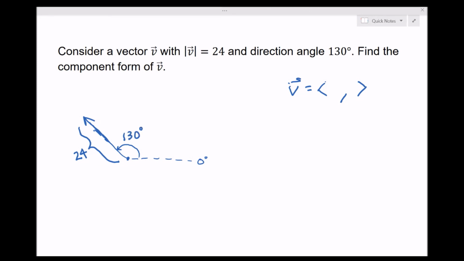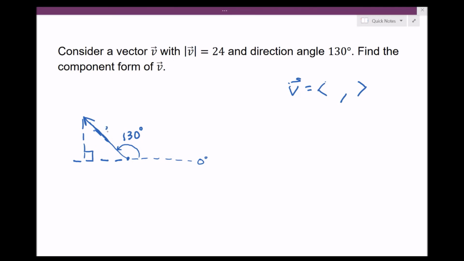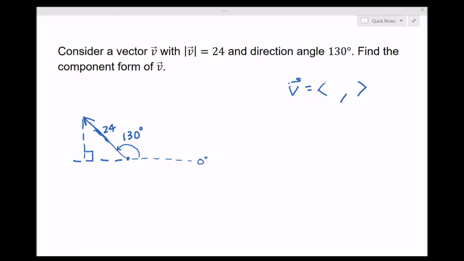Magnitude and direction angle. And you can use trig and figure out, okay, this 130 degree angle is kind of weird, but we could extend the line here and then do an imaginary line here to get our right triangle. Then we have that the hypotenuse is 24, and if this is 130, we have 50 degrees here. And again, you could do trig on it. So the horizontal component, let's say, is x here and the vertical component is y here. And you could set up two SOHCAHTOA equations to figure that out, right?